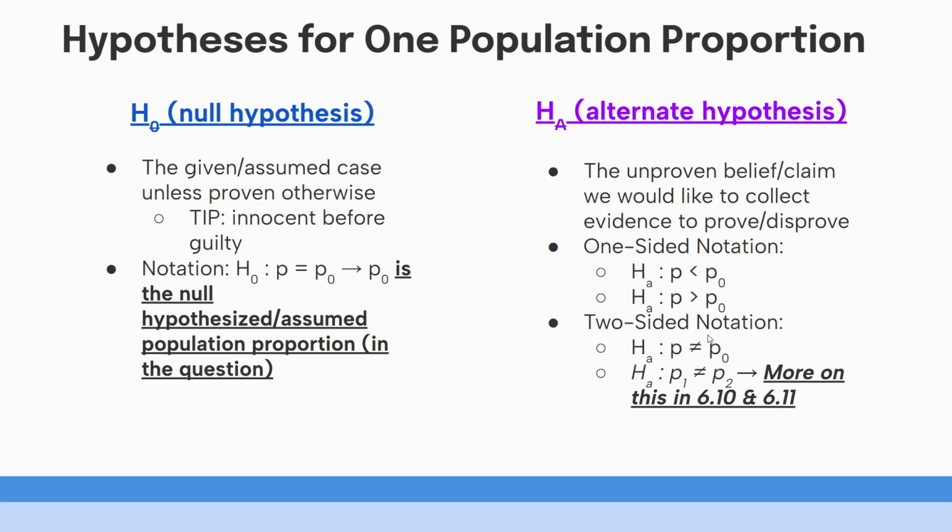And then two-sided notation is that the population proportion is not equal to p0. So it's always not equal to the null, or hypothesized, assumed population proportion. It's not equal to that, so it can either be greater than or less than that, and you choose the alternate hypothesis depending on the context. And we're going to go more over the first population proportion not being equal to the second in future topics 6.10 and 6.11, which is quite far, but bear with me.